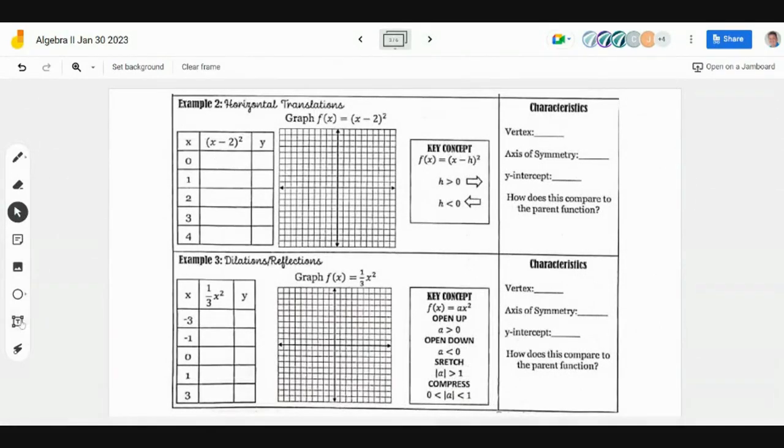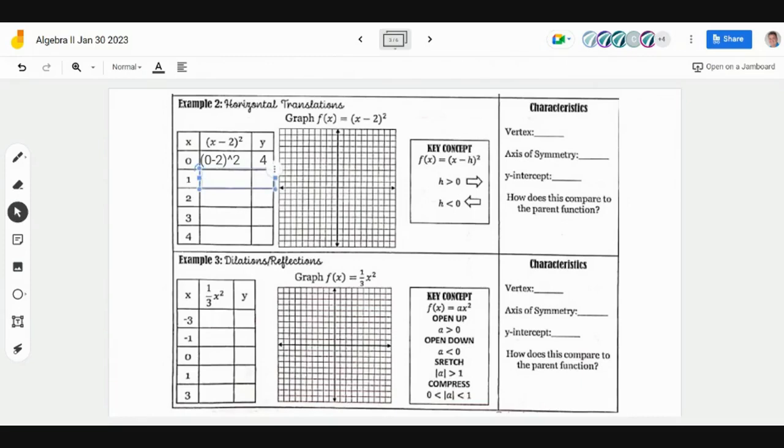So let's put in our table over here. What we see here is x is 0. So 0 minus 2, 0 minus 2 squared. Just write it down. 0 minus 2 is -2. -2 squared is 4.